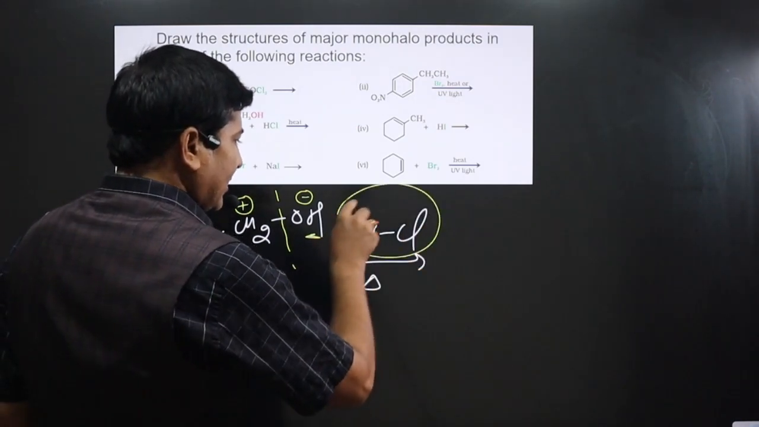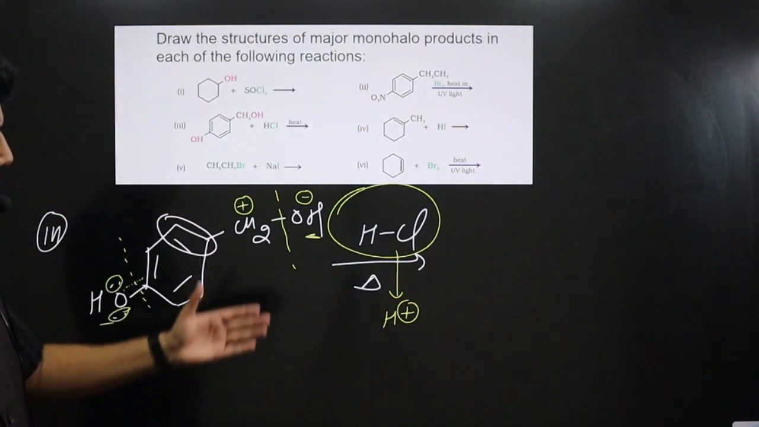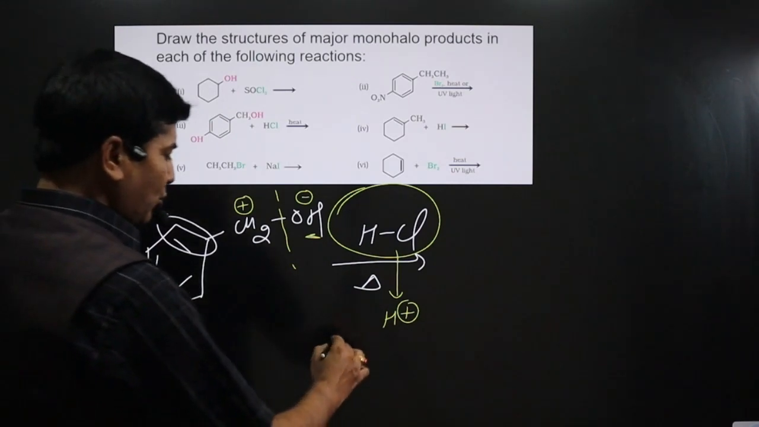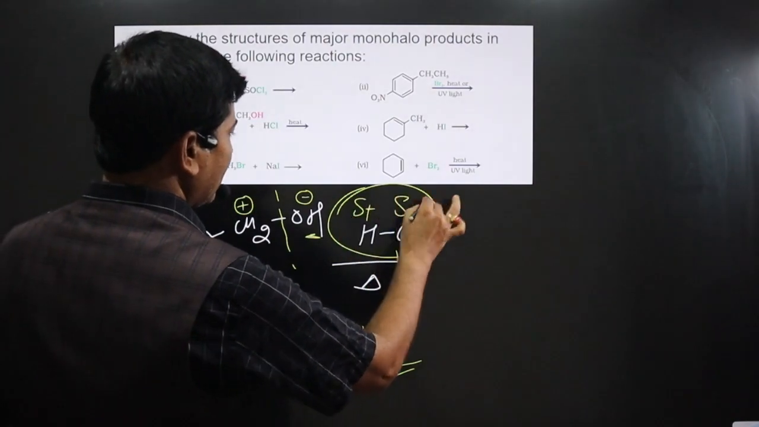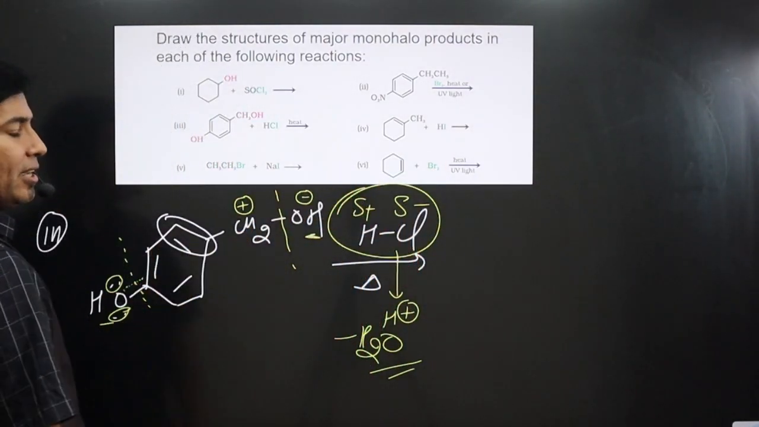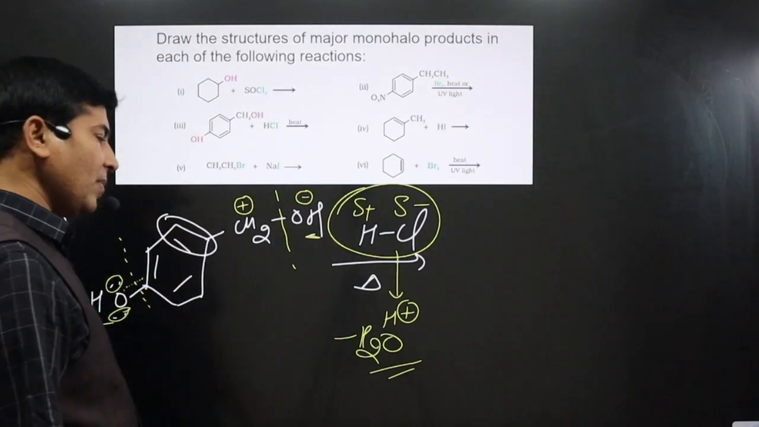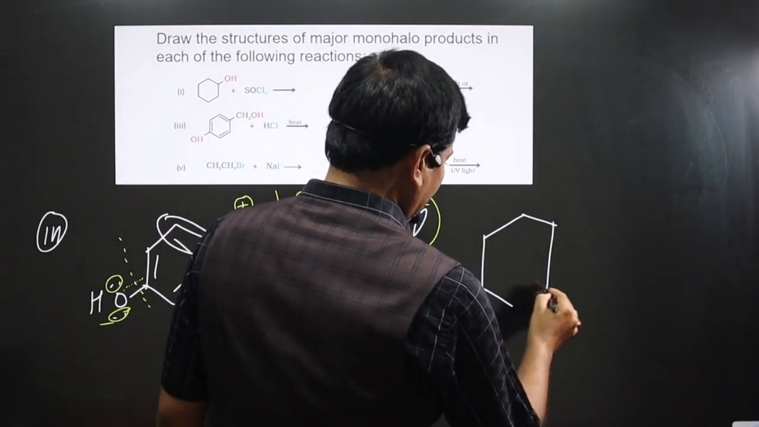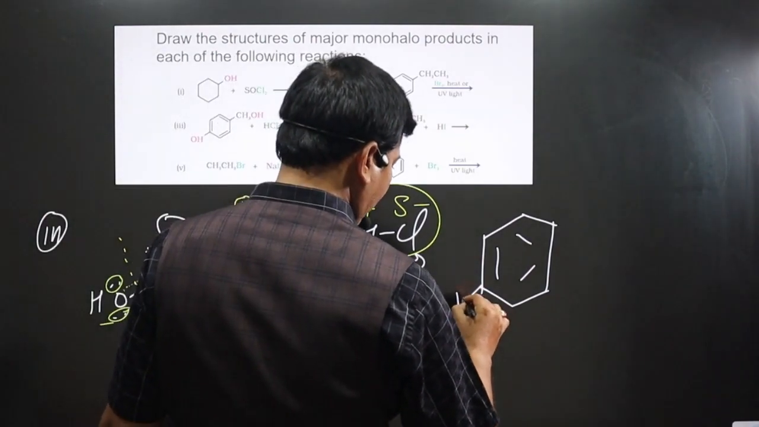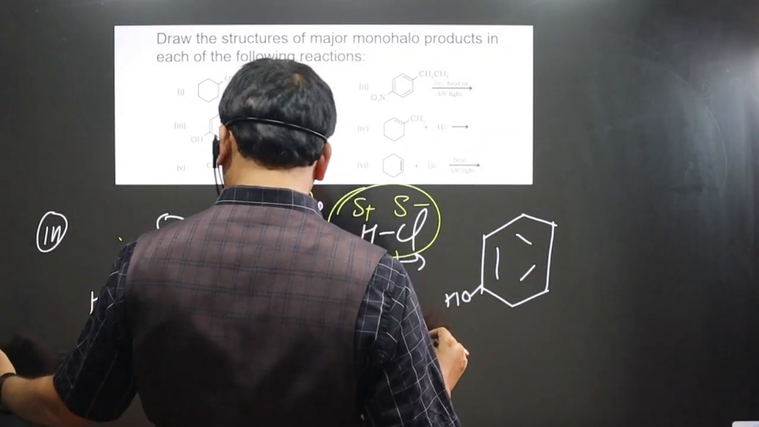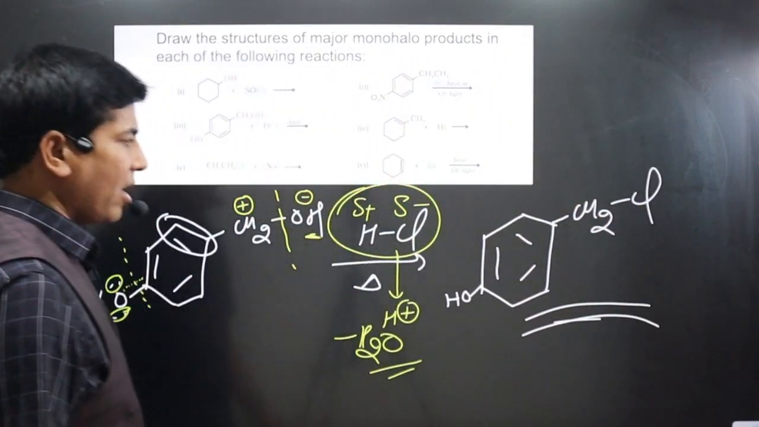Now a strong acid is there. From here we can easily get H plus ion. A strong acid will liberate H plus ion, and H plus ion will remove OH as H2O. You can see we remove a water molecule, and from here we have the carbocation carrying a positive charge, and Cl minus carrying a negative charge. This negative charge will be attracted by the most stable carbocation, stabilized by resonance. We get the product. This is the benzene ring, with OH, and this side we got CH2 and Cl. This is the major product.